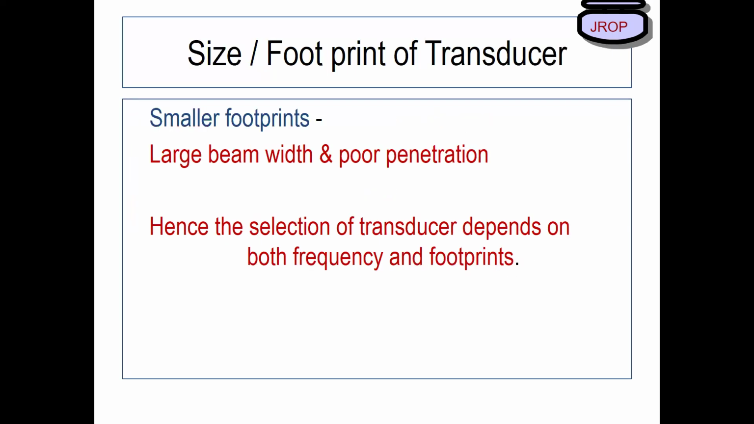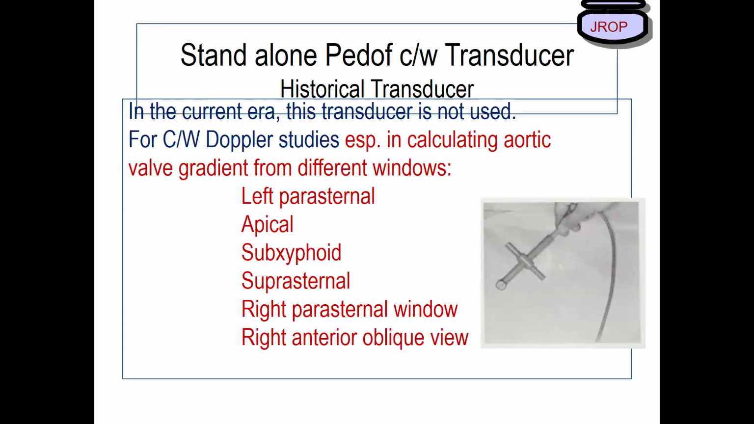Then the footprint of a transducer. The footprint is the head of a transducer which we touch to the chest of the patient. All of us understand we need a transducer footprint which can insonate between the intercostal spaces. Neonates need very small footprints; adults, medium size. I have seen a number of times colleagues doing echocardiography with ultrasound abdominal probes, which cannot insonate between intercostal spaces. So we need an adequate footprint of these transducers.